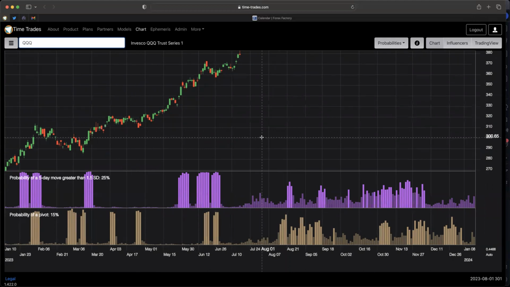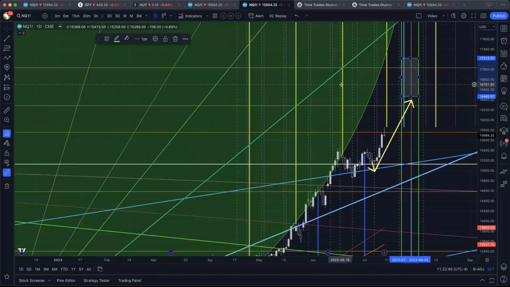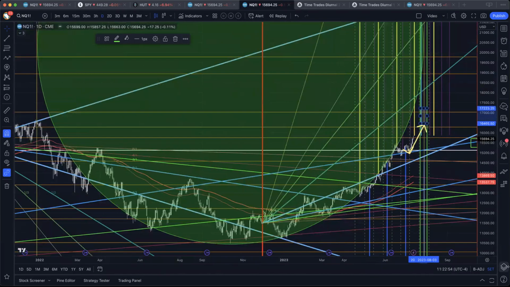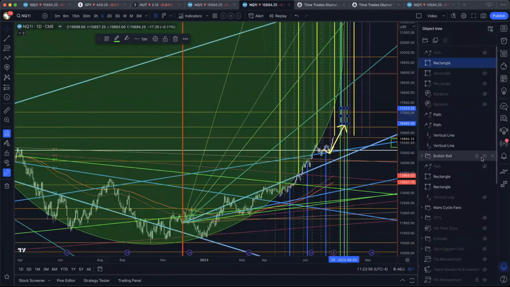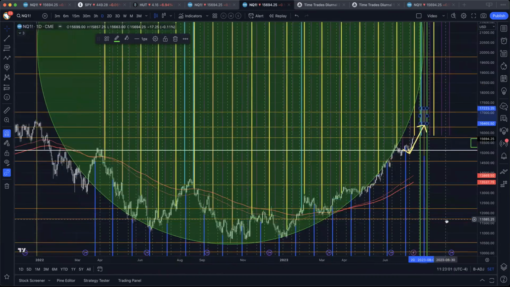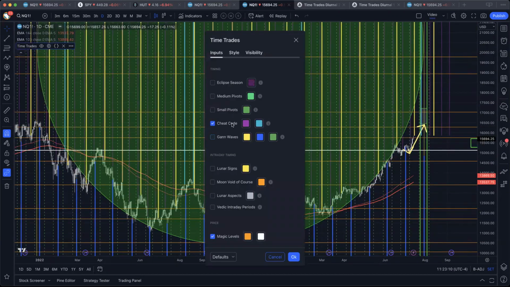All right, so let's go and take a look at TradingView, and we can pick up on why we have this target box up here. And it's really based on this big green bullish beach ball that we've been tracking for a while now. So let's just clean this up a little bit so you can see that easier. We're going to turn off those Mars cycle fans, and we can turn off some of the Time Trades information here, so the screen's a little less cluttered.